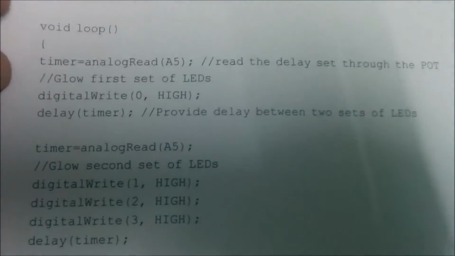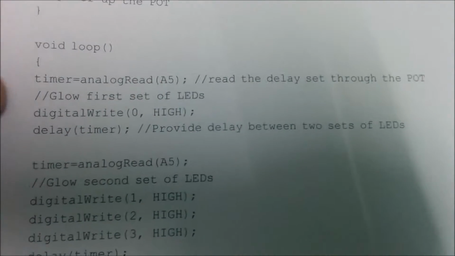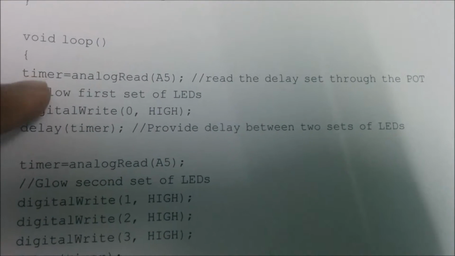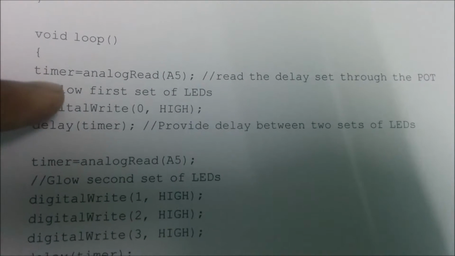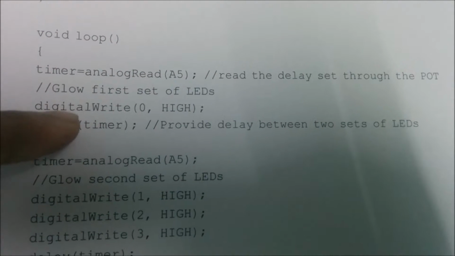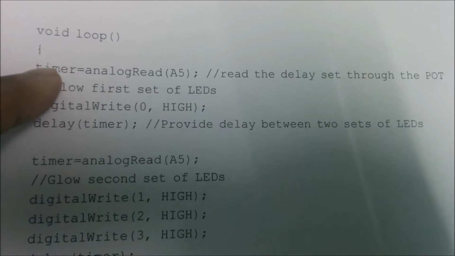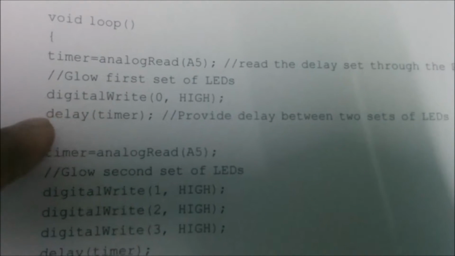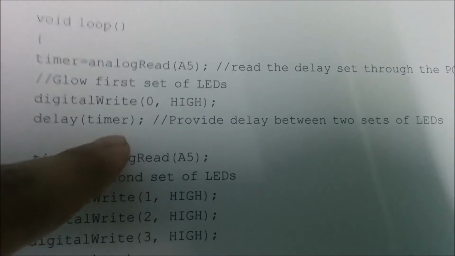So here, first we read the setting of the pot, then we put that value in timer so that timer can contain any value from 0 to 1023. Now we assign the pin number 0 as high, and then we provide directly this timer here in the delay so that delay would be varying from 0 milliseconds to 1023 milliseconds.